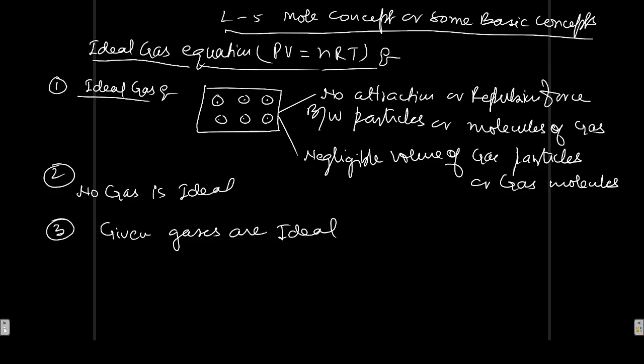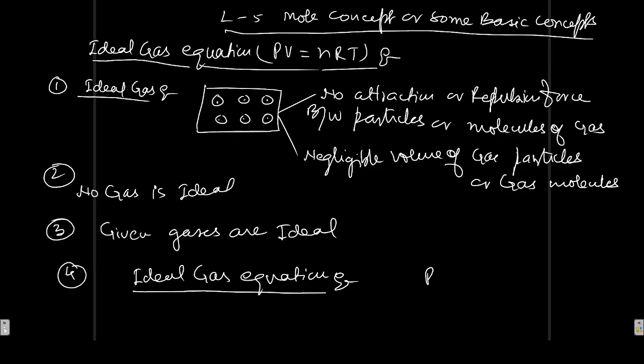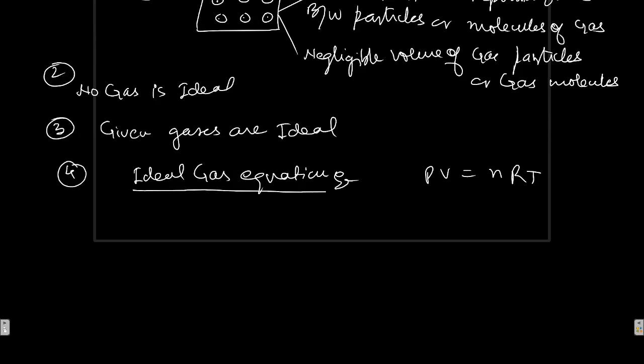Now friends, the fourth point is the ideal gas equation. Here we are not going to derive this ideal gas equation. This is PV = nRT. Here this P is the pressure of the gas, V is volume, and n is the number of moles of gas.